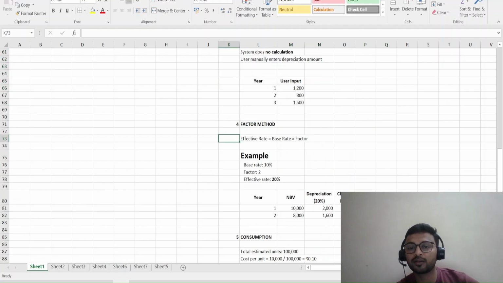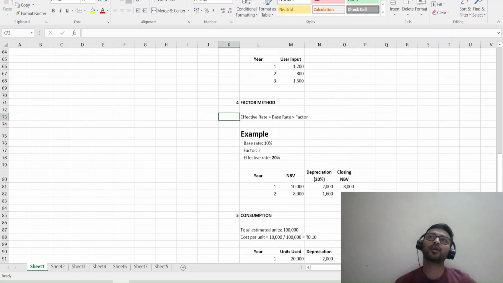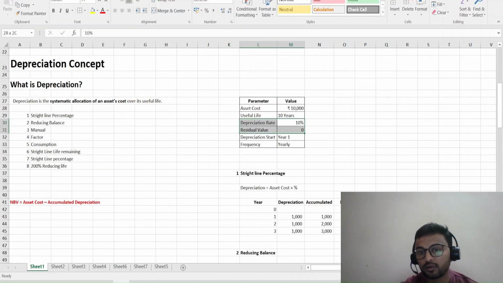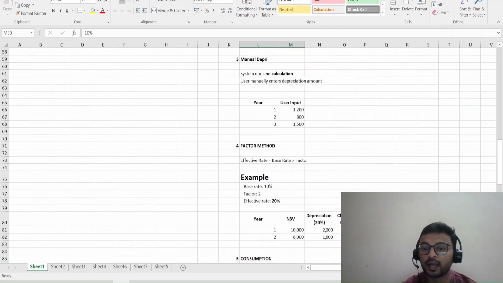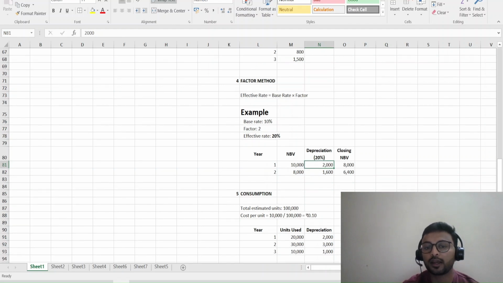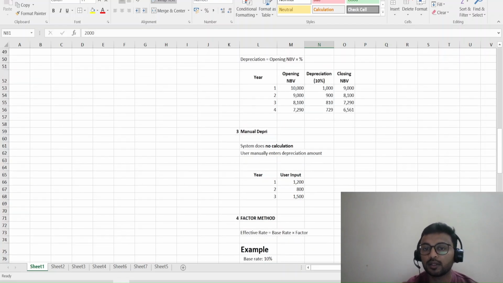Now the factor method. Whenever we have the factor method, we select our depreciation rate. The depreciation rate is nothing but the base rate. Here we have a depreciation rate of 10%. Once we define that, we have an option to select the factor in the factor method. Suppose I have selected a factor of 2. The system will consider the effective rate as 20%, and it will calculate 20% depreciation as per the WDV method. Okay.